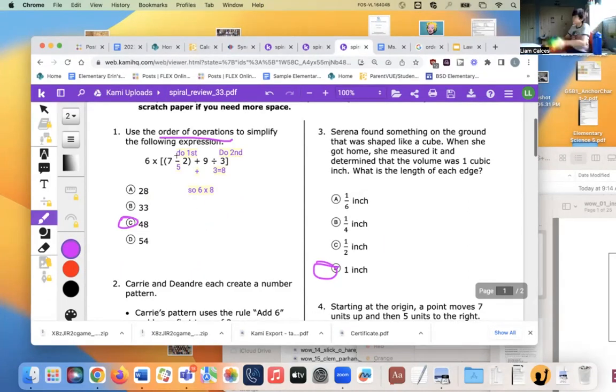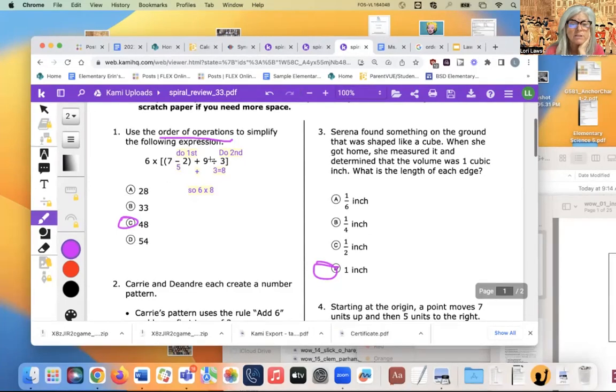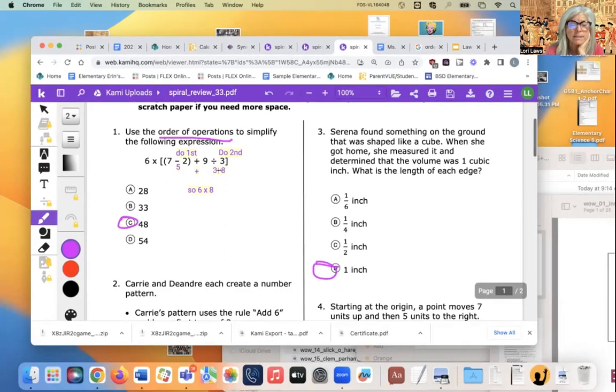But in this case, it means we're going to do 7 minus 2 first. It's in parentheses and that's 5. Then we're going to do the division over here because, see, it's in brackets. So we're still in the parentheses. 9 divided by 3 is 3. 5 plus 3 is 8. And only then are we going to go 6 times 8 to get the answer.